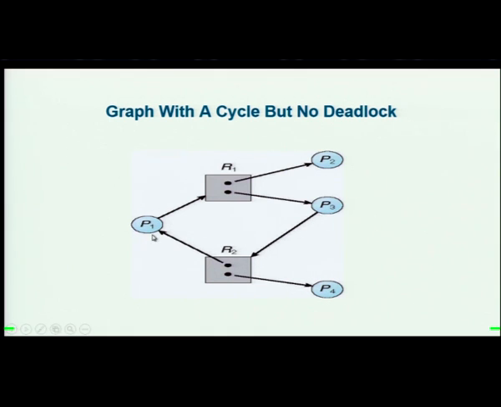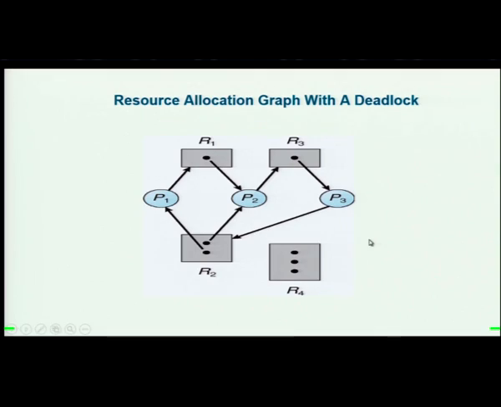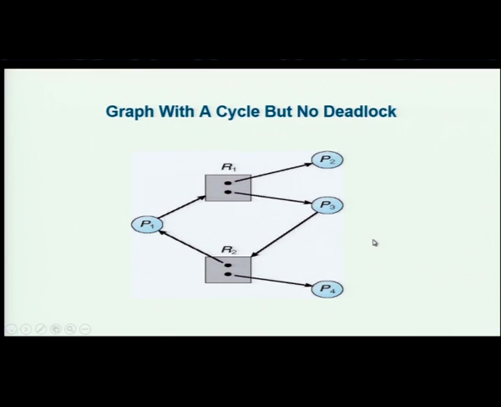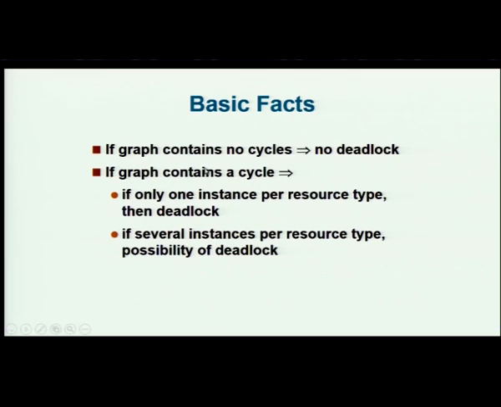It is also possible that in theory there is a cycle, but because of another process completing, it will release the resource and break the cycle. Only if there is a cycle, there may be a deadlock. Cycle can be there, but there need not be a deadlock if there is a possibility of another process taking away the resource. If graph contains no cycles, no deadlock. If graph contains a cycle, if only one instance per resource type, then deadlock. If several instances per resource type, possibility of a deadlock.